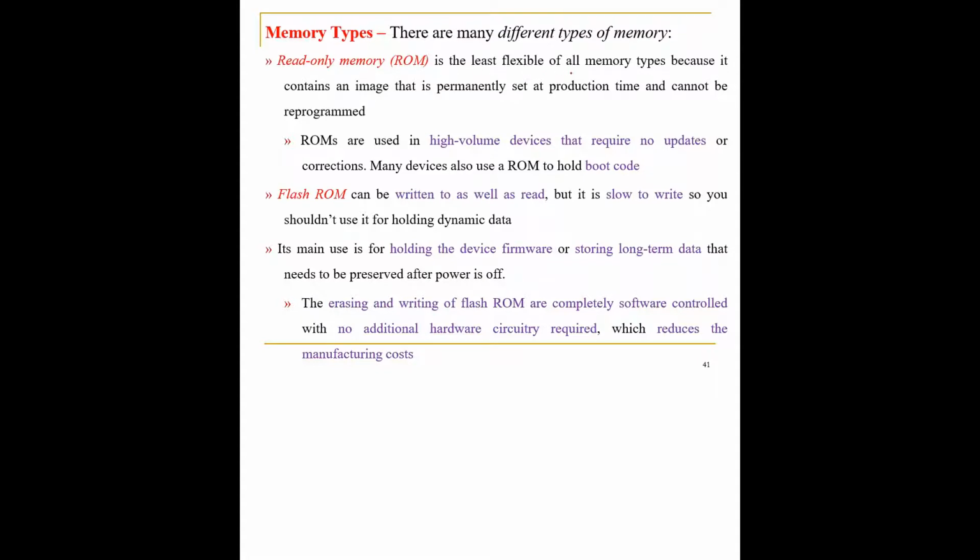ROM is the least flexible of all memory types because it contains an image that is permanently set at production time and cannot be reprogrammed. So you may know about these ROMs. The programs needed to start up the system, as soon as you power on your system, there will be some instructions which need to be run automatically. All those instructions are permanently stored in the ROM.